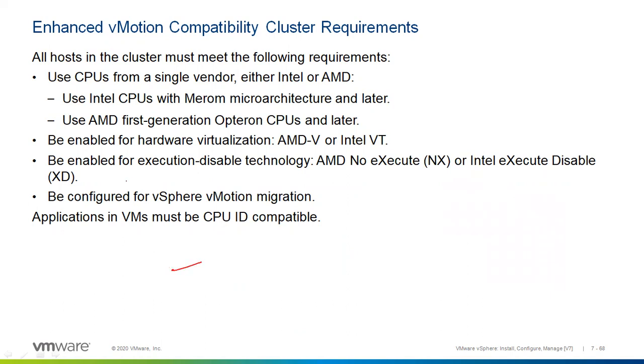Then use Intel CPU with this architecture, use AMD with first generation Opteron, and enable hardware virtualization on any host where we are installing a hypervisor. Enable these features at the CPU level. AMD-V, in case of an AMD CPU, enable the AMD-V feature from the BIOS first. If it's Intel, enable the Intel VT feature. And there is another feature in AMD CPU, No Execute, just enable this feature from the BIOS, or Execute Disable from Intel. These are the features with the same name available here.